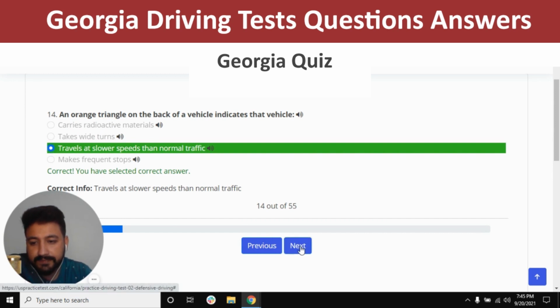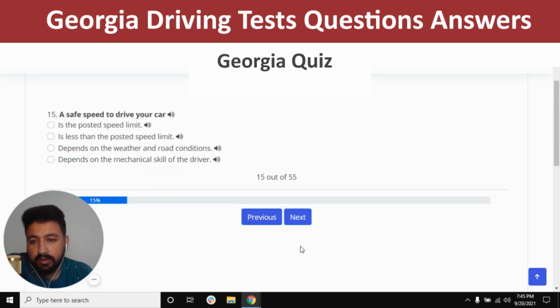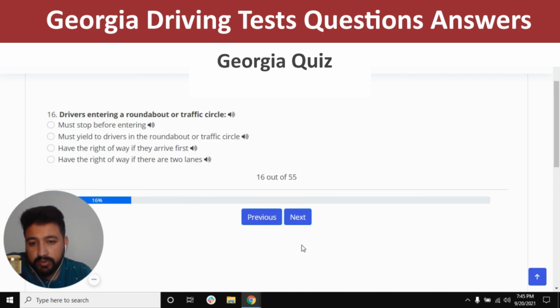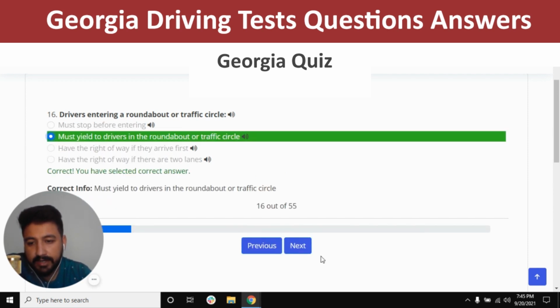Yes, and next. A safe speed to drive your car, the right answer is, depends on the weather and road conditions. So this one is the right one. And next. Drivers entering a roundabout or traffic circle. So I'm going to click on the second option, which is, must yield to drivers in the roundabout or traffic circle. So second one, yes, and next.